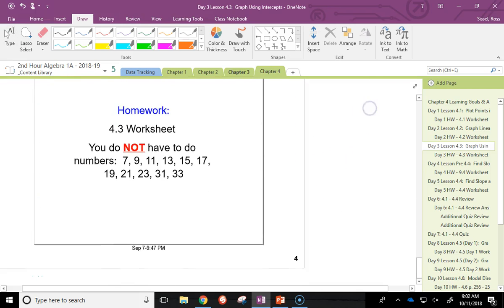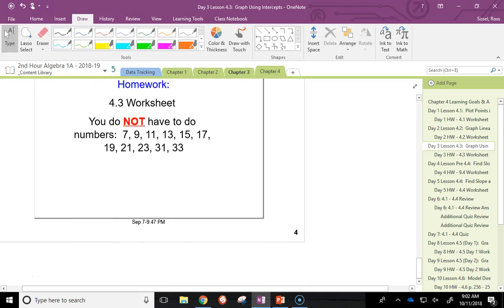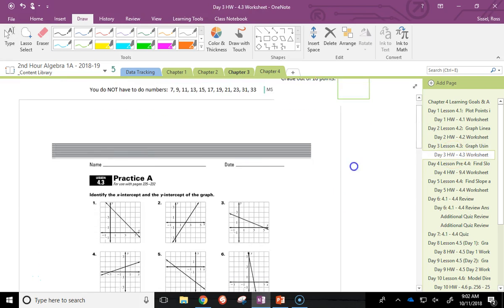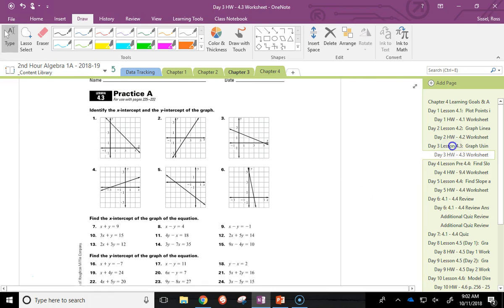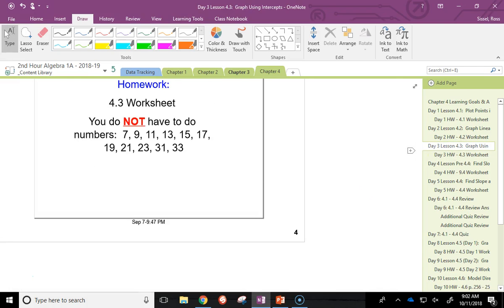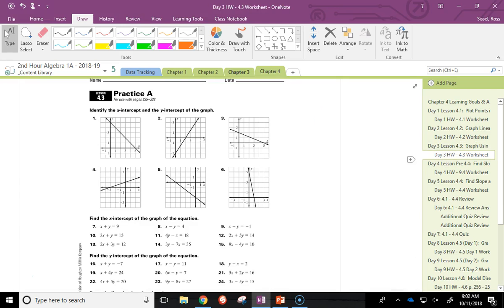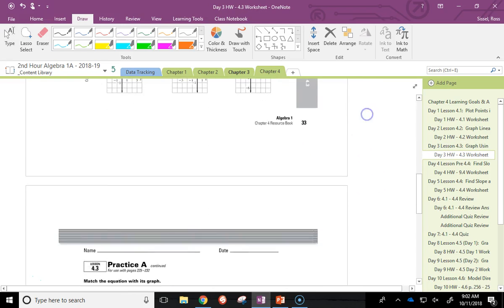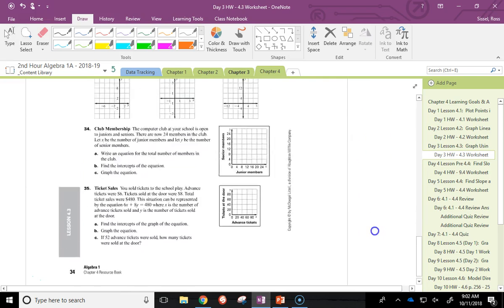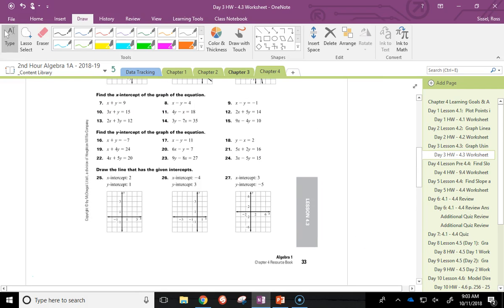Your assignment today is worksheet 4.3. I have it. It is also right here if you do it on OneNote. But you do not have to do numbers 7, 9, 11, 13, 15, 17, 19, 21, 23, 31, and 33. So we cut this down quite a bit. We still have 2 sides to it, but we cut it down quite a bit. I expect everyone to have this done by Monday. If you have any questions, please come to me in Life Ed today.